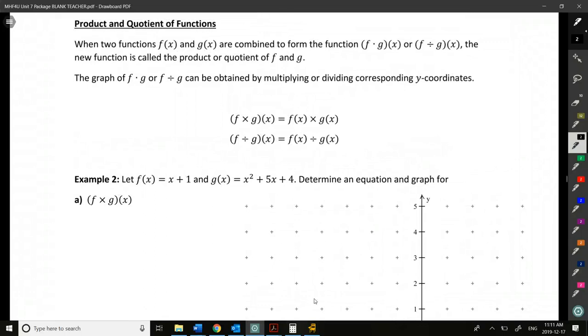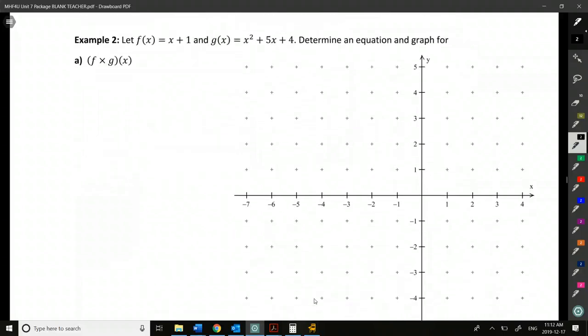So when two functions are combined with a multiplication or a division, essentially it's very similar to sum and subtraction. So f times g at x is equal to f at x times g at x, and f divided by g at x is f at x divided by g at x, okay? So if f at x is x plus 1 and g at x is x squared plus 5x plus 4, we're going to determine an equation for a graph of f at x times g at x. So f times g at x is equal to f at x times g at x.